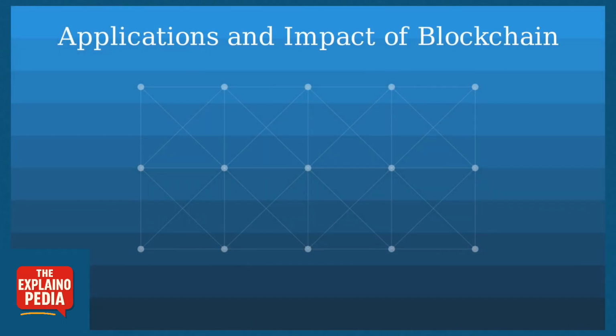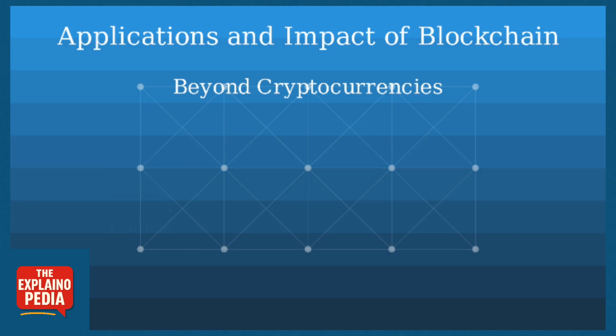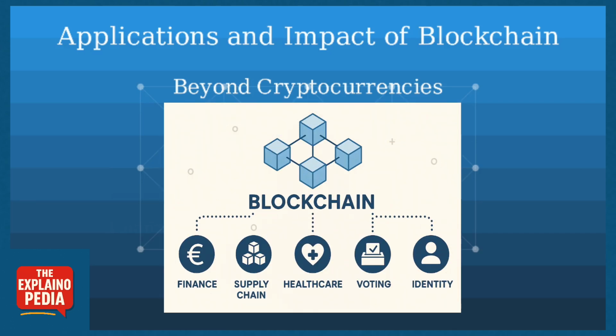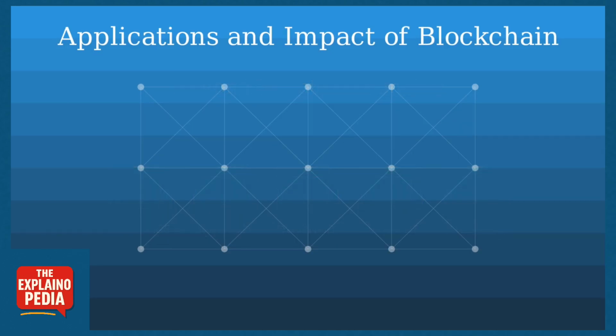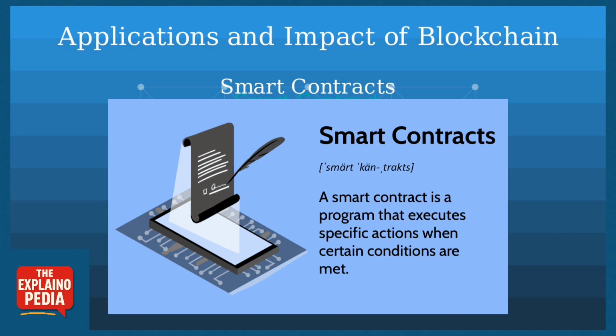Applications and impact of blockchain. While blockchain gained prominence through cryptocurrencies like Bitcoin, its applications extend far beyond digital currencies. Let's explore these broader applications. Blockchain enables smart contracts, self-executing agreements with terms directly written into code. These smart contracts automate transactions and eliminate the need for intermediaries, creating direct connections between parties.